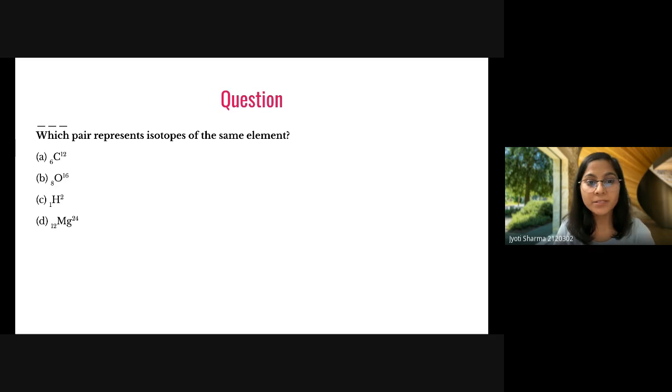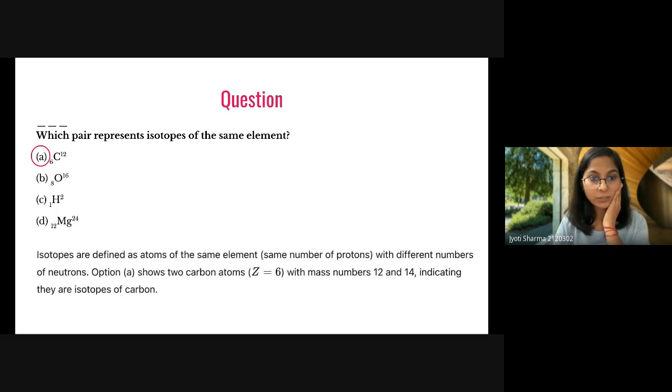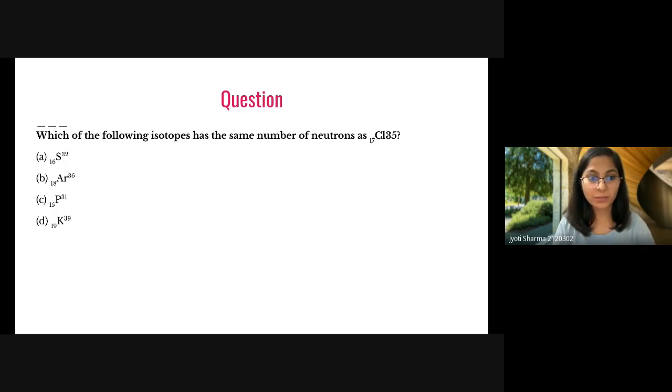Okay, which pair represents isotopes of the same element? We have carbon 6 12, oxygen 8 16, helium 1 2, magnesium 12 24. Which pair represents isotopes of the same element? I think my question is not fully shown here. I think there is some discrepancy with this question, so I should go with another one.